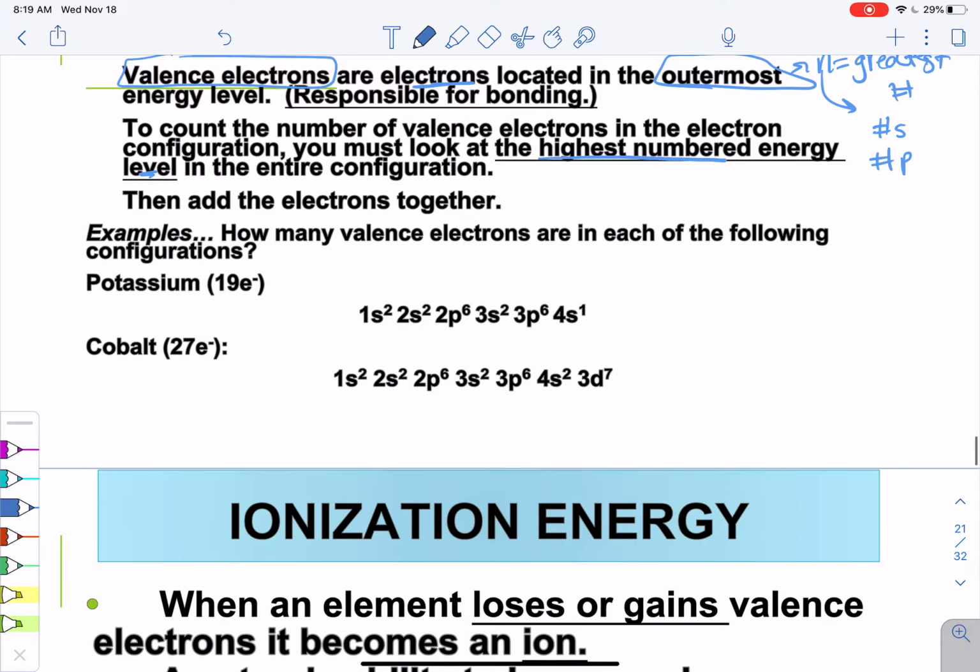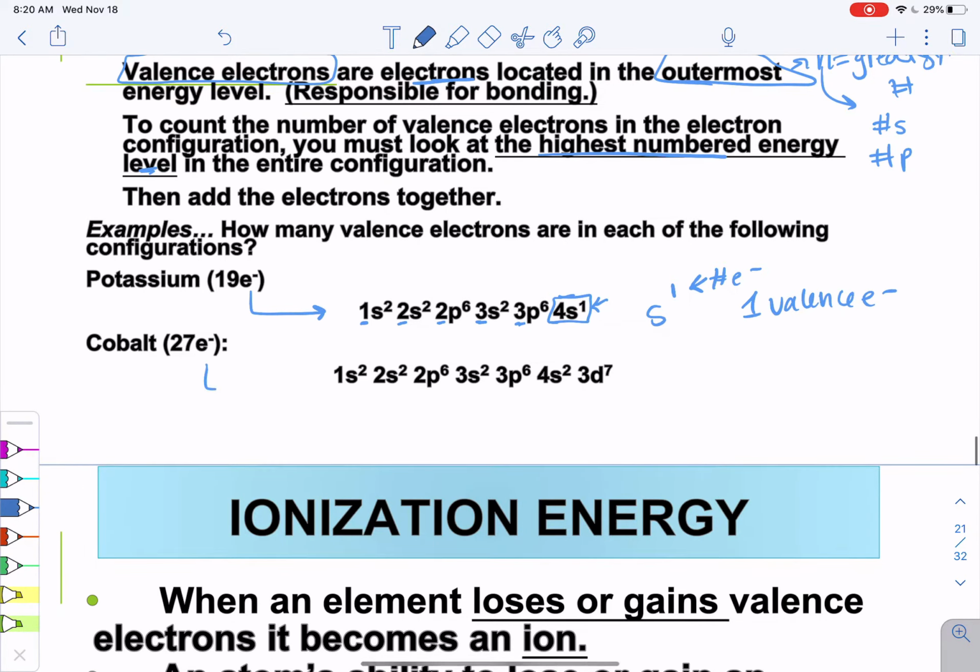So let's look at potassium. Here's the electron configuration for potassium. These are your energy levels, and 4 is the highest one. So in the 4th energy level, all I have is an s1. And remember, this tells me the number of electrons. So I have 1 valence electron. Let's look at cobalt.